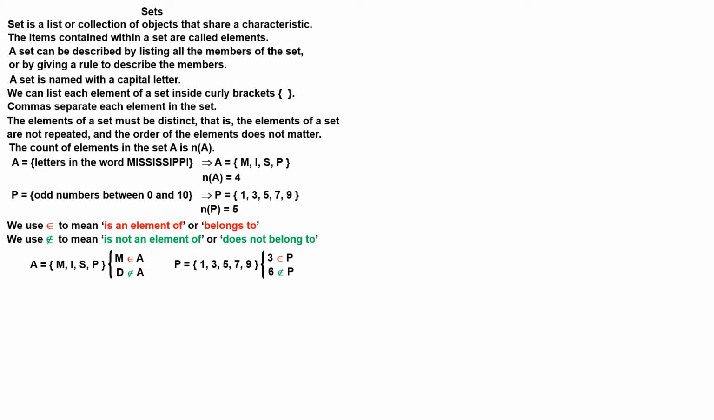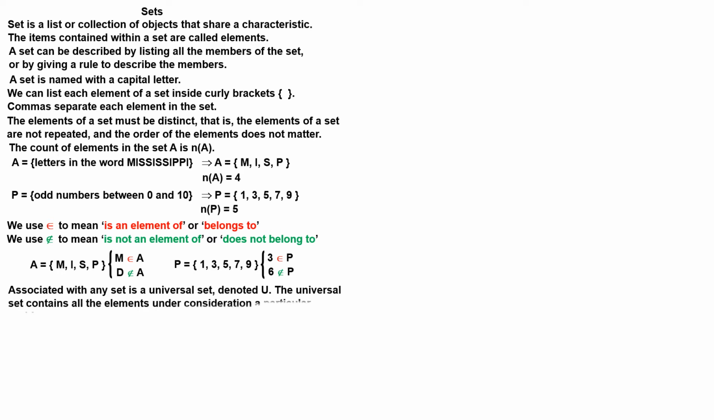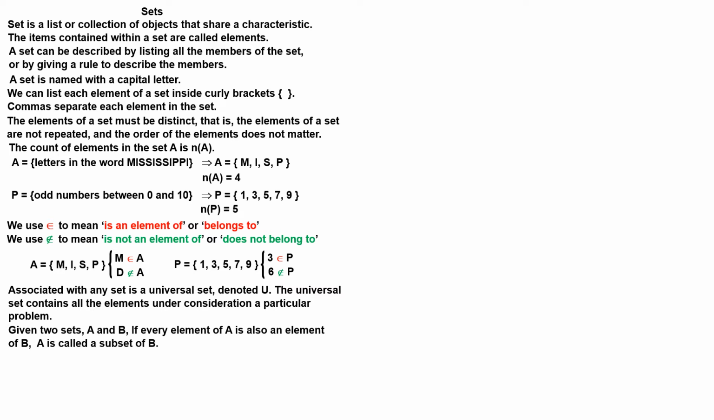Now we will see two very important concepts in set theory. Pay attention. Associated with any set is a universal set, denoted U. The universal set contains all the elements under consideration in a particular problem. Given two sets, A and B, if every element of A is also an element of B, A is called a subset of B. This symbol means A is a subset of B. This symbol means A is not a subset of B.